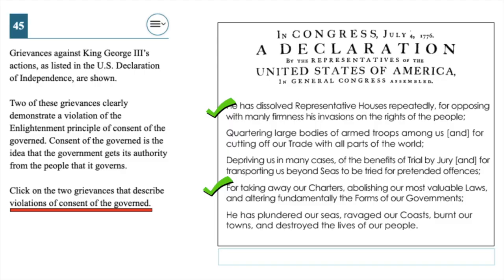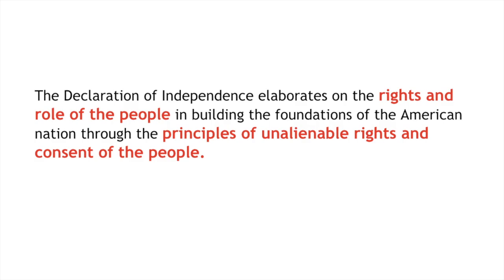If we step back and take a look at the standard that we looked at the very beginning, we need to know, what's in the Declaration? Why was it written? What are some things that we should know about it? Then focus in on the rights and role of the people, the principles of unalienable rights, and the concept of the consent of the people. If you can do that, you should definitely answer these questions with relative ease.